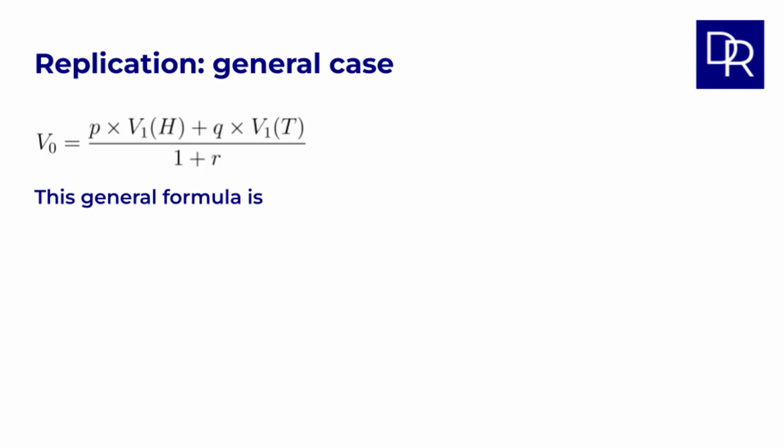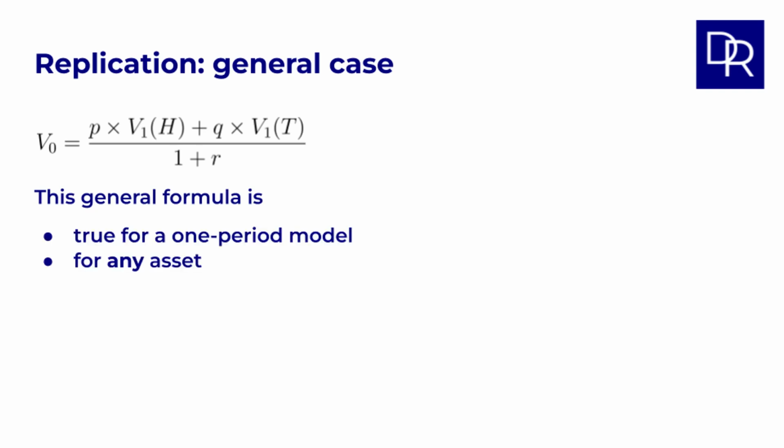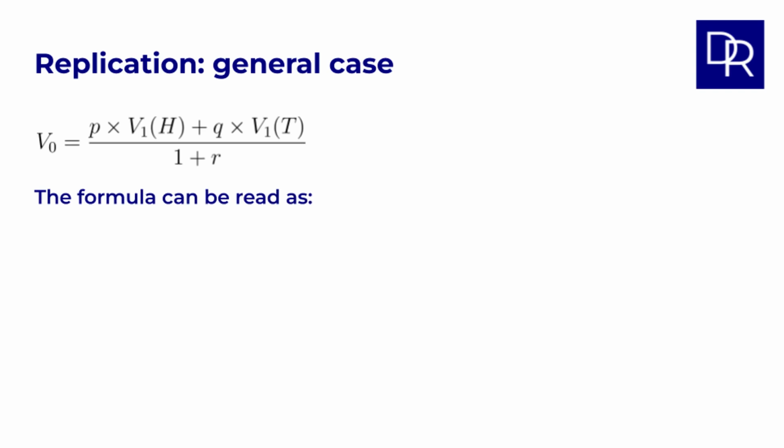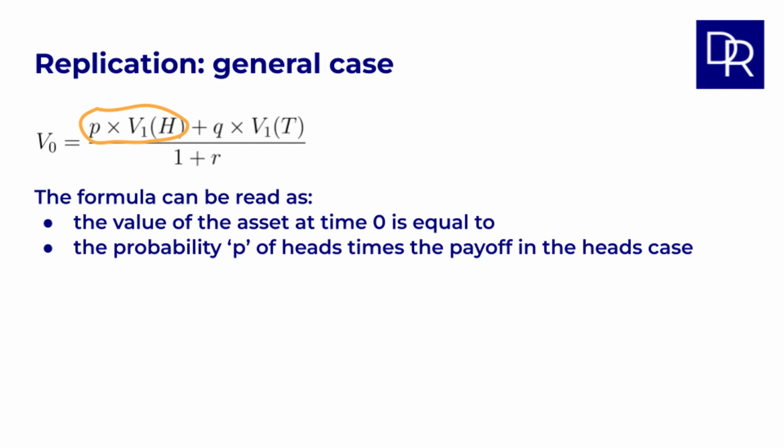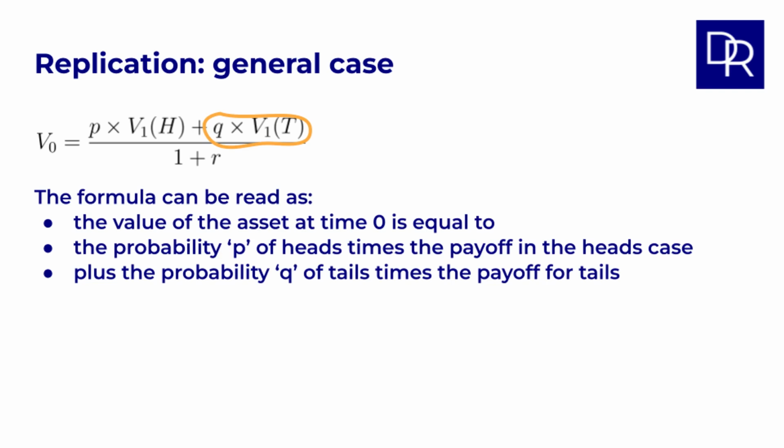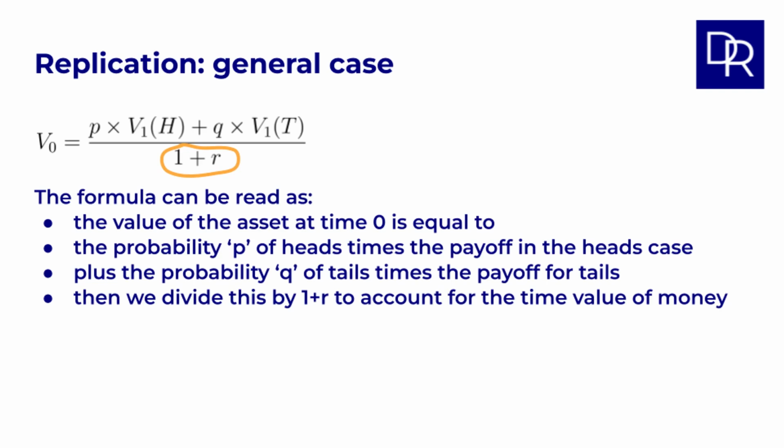I want to mention again that in the general case we did not mention the specific case of a call option. This general formula is true for a one-period model for any asset with any payoff in the up and down case. The formula can be read as the value of the asset at time 0 is equal to the probability of heads times the value of payoff in the heads case plus the probability of tails times the payoff for tails. Then we divide this by 1 plus R to account for the time value of money.